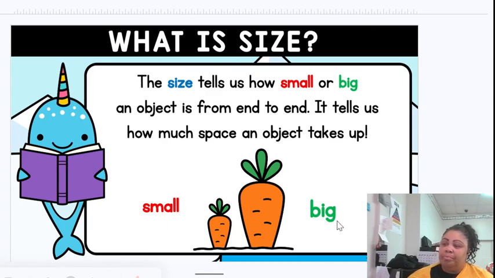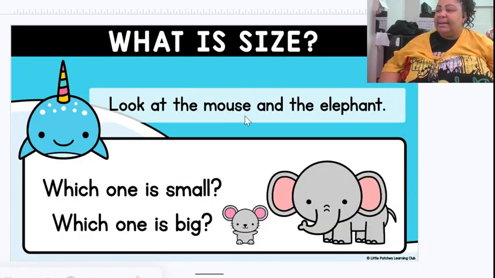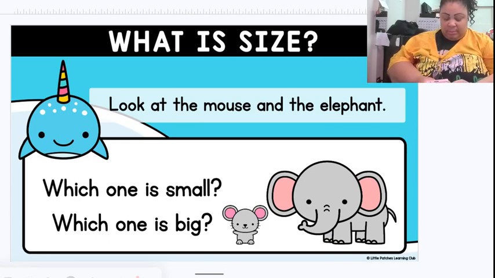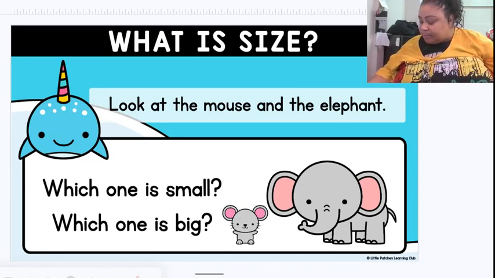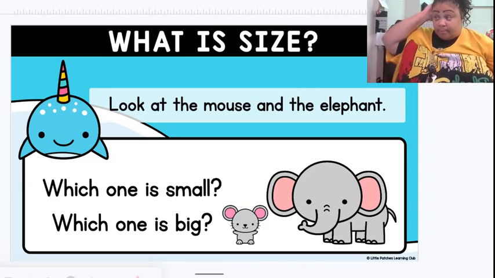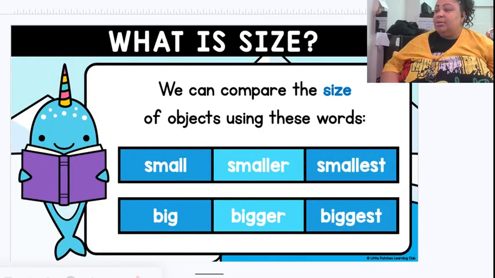Small, big. Look at the mouse and the elephant. Which one is small? Which one is big? Can you think of more things that are big? Can you think of more things that are small?